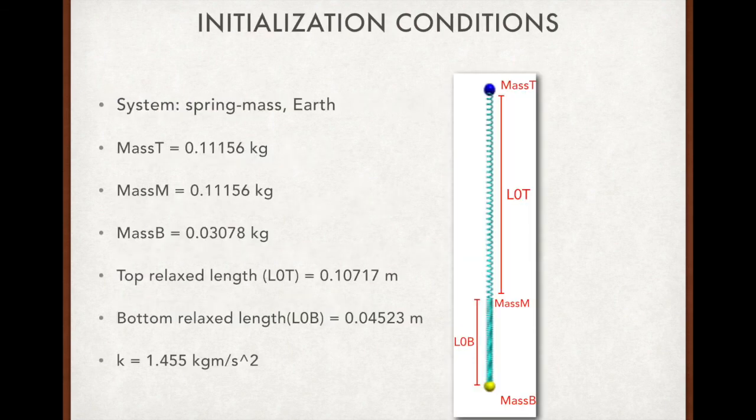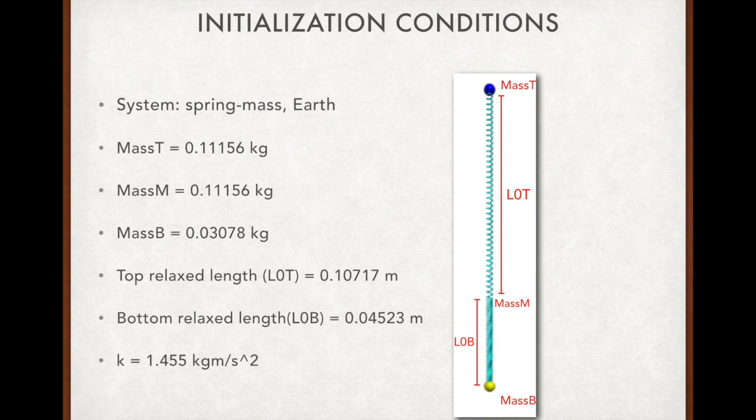Here are my initialization conditions for my computational model. I treated the system like 3 masses and 2 Slinkies, a top mass, a middle mass, and a bottom mass, and a top and bottom Slinky. I got the data from my relaxed spring length from the observational model and the mass from an online source. I found that the spring constant is 1.55 kilogram meters a second squared.